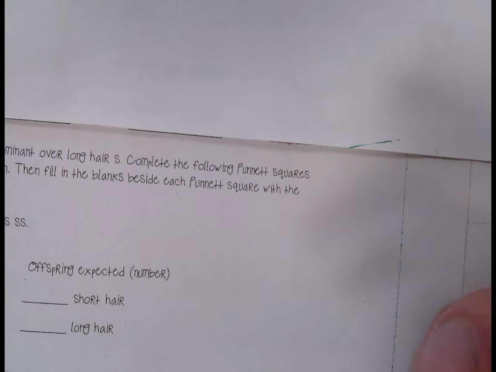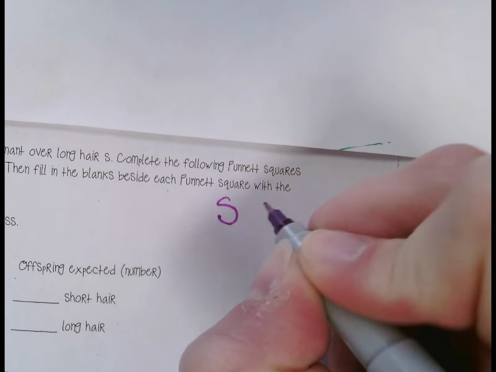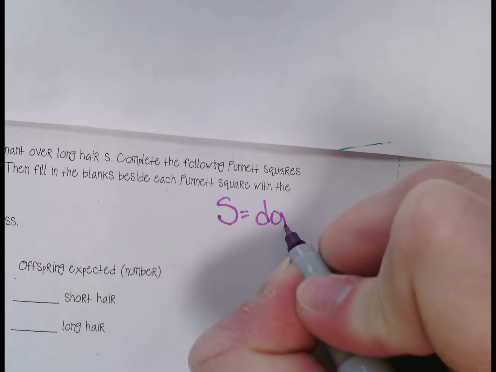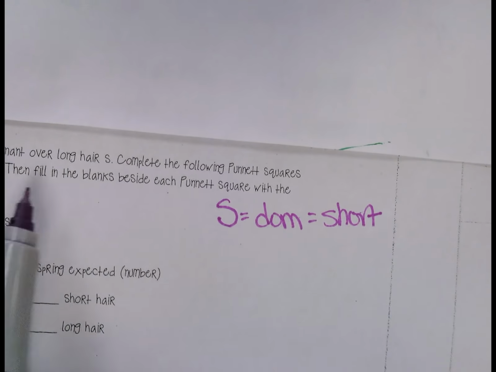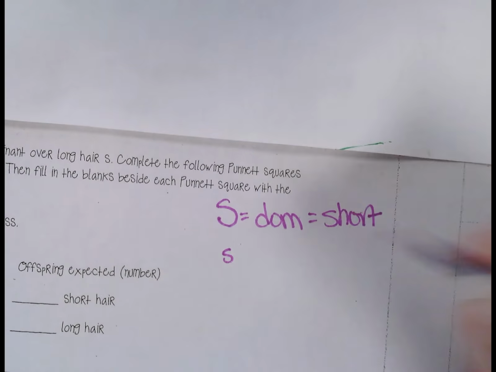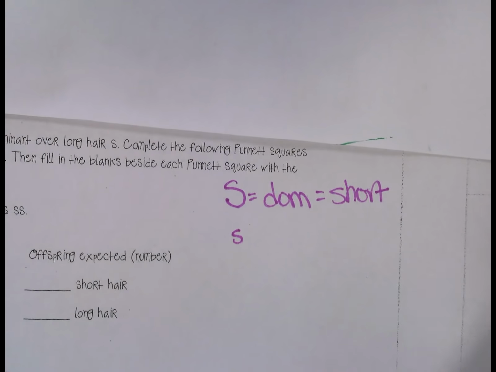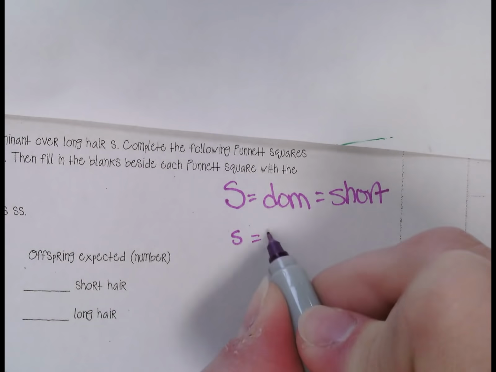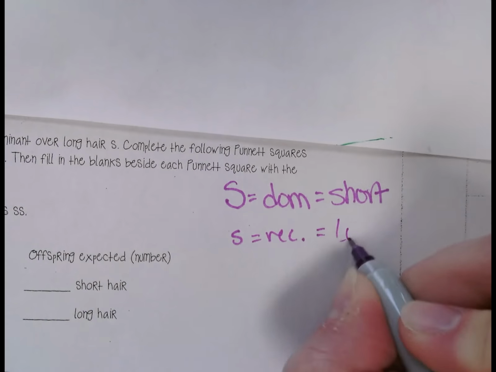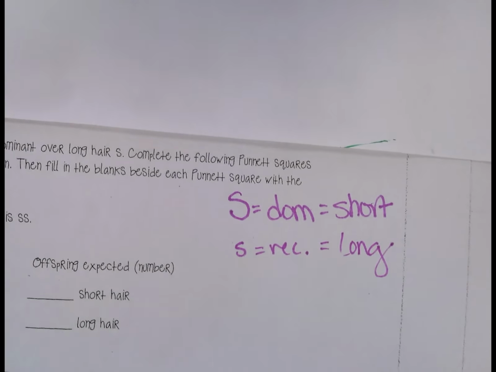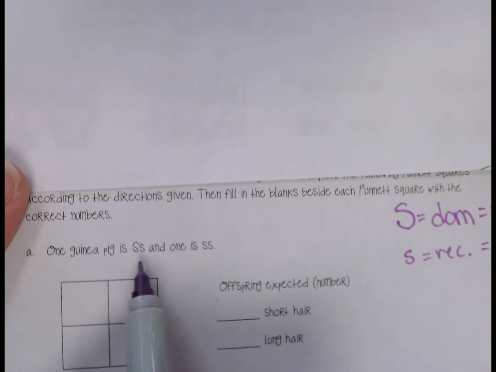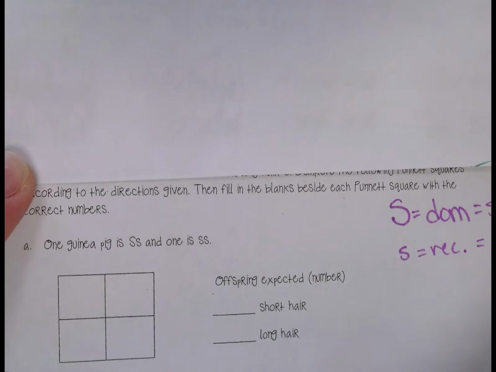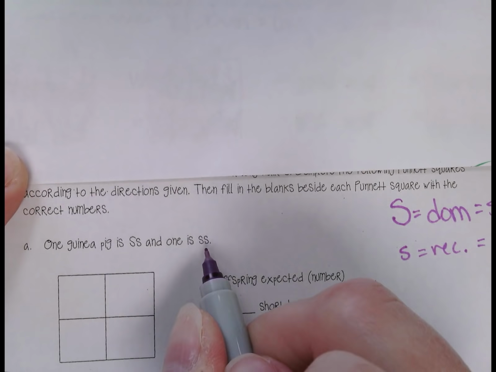And guinea pigs, short hair. So in this case, the big S is going to be dominant, which is short, over long hair, so little s. This is the recessive, and this is going to be long. So in this case, guinea pigs are supposed to have short hair. And then fill in the blanks. So one guinea pig is big S, little s, and one is little s, little s. So one is a heterozygous and one is a homozygous recessive.